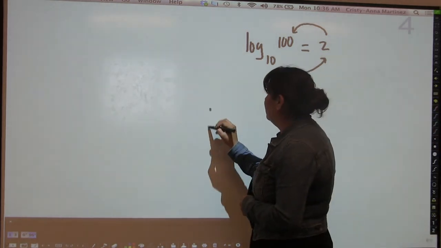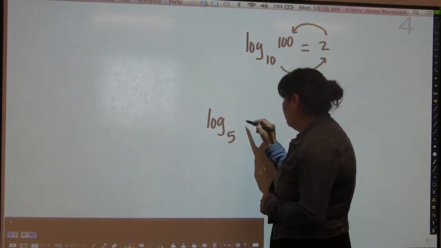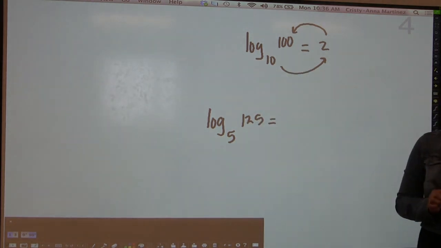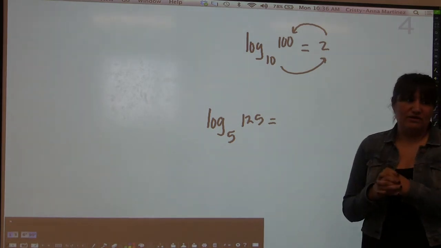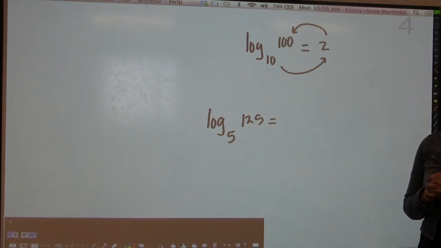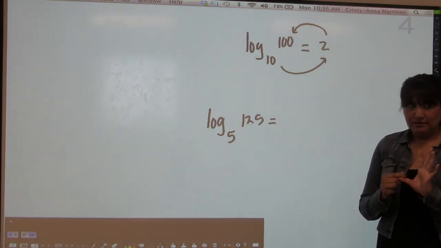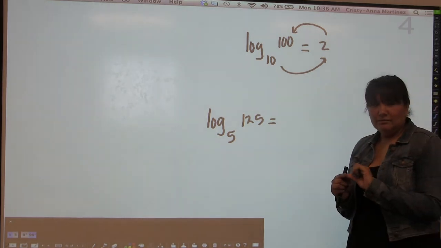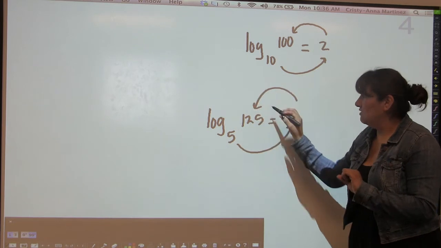So what if I said log base 5 of, I don't know, 125? The question is, 5 to what power is 125? 5 times 5 times 5. So 3. Yes. 5 to the third power is 125.